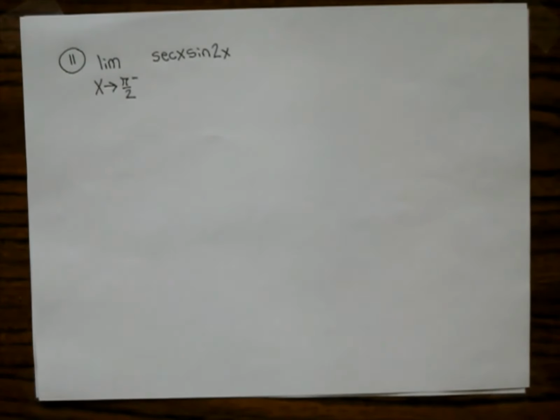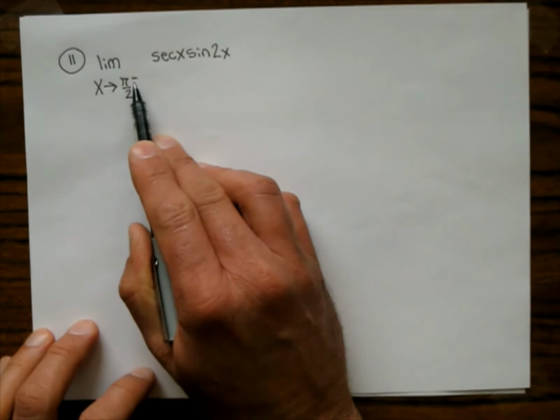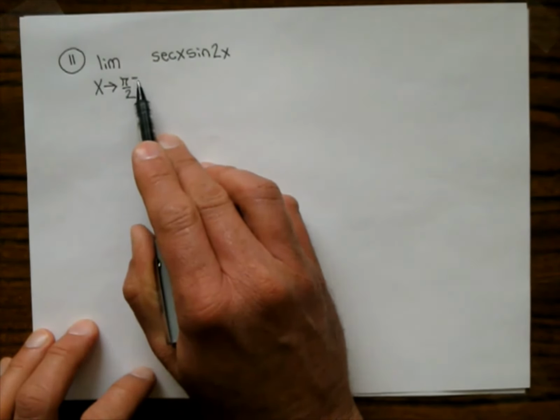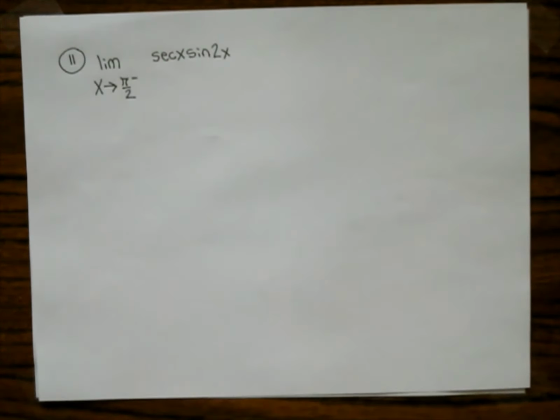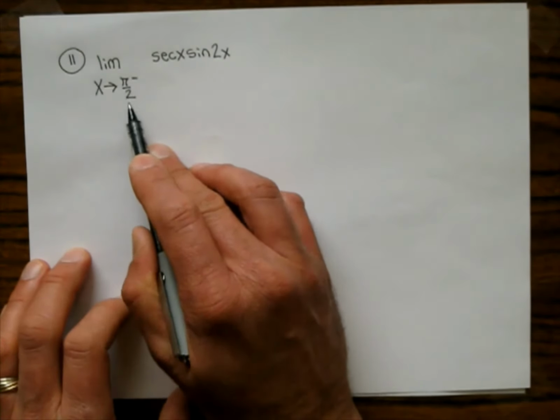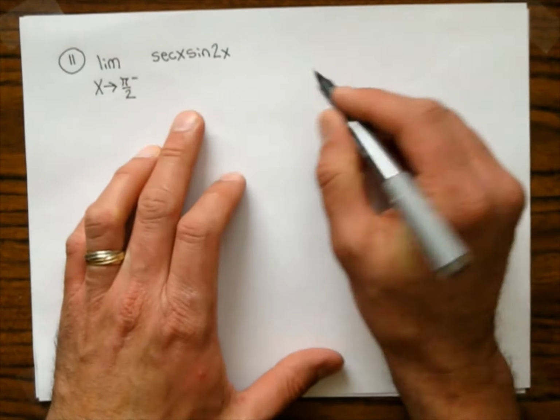So the limit as x approaches pi halves from the left. Remember that that's what that means. And the function is secant x sine 2x. So how are we going to do that? Well, let's put pi halves in, and wow, secant.